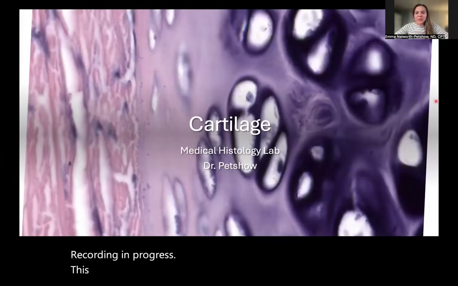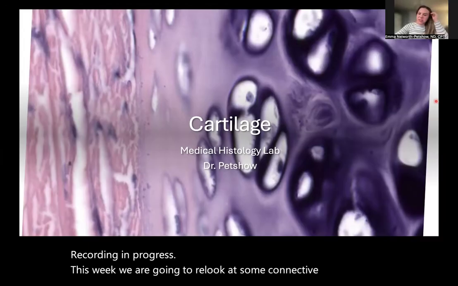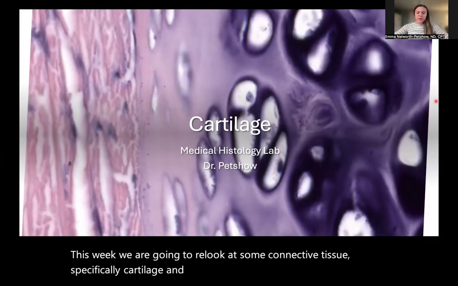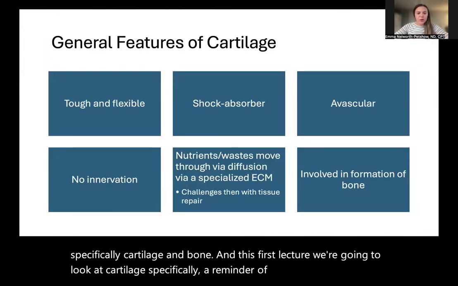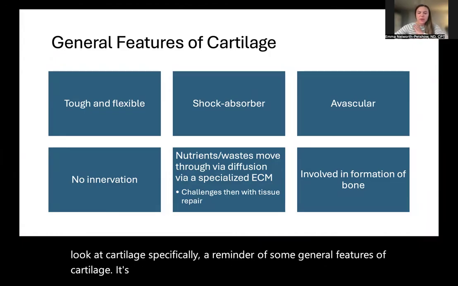This week, we are going to re-look at some connective tissue, specifically cartilage and bone. In this first lecture, we're going to look at cartilage specifically. A reminder of some general features of cartilage. It's tough and flexible. It acts as a shock absorber. It is avascular without innervation.